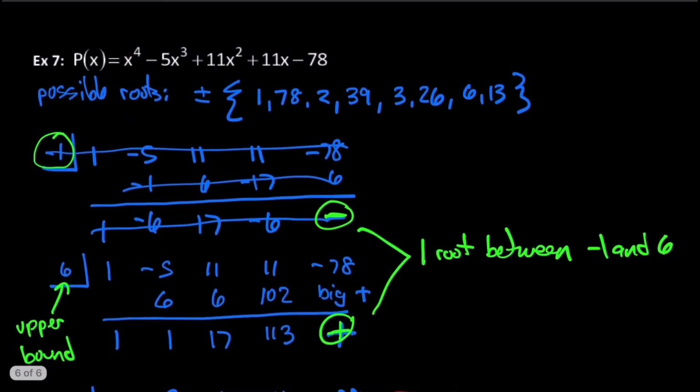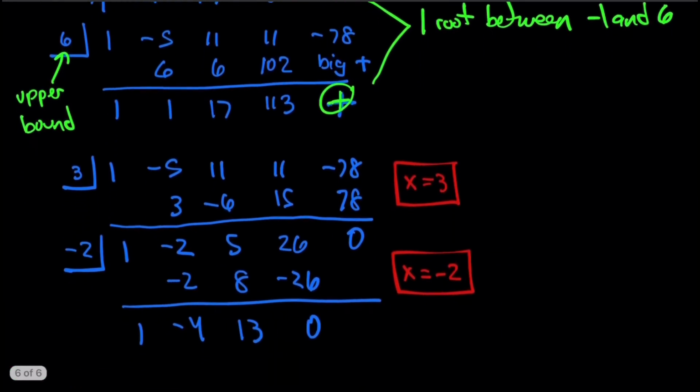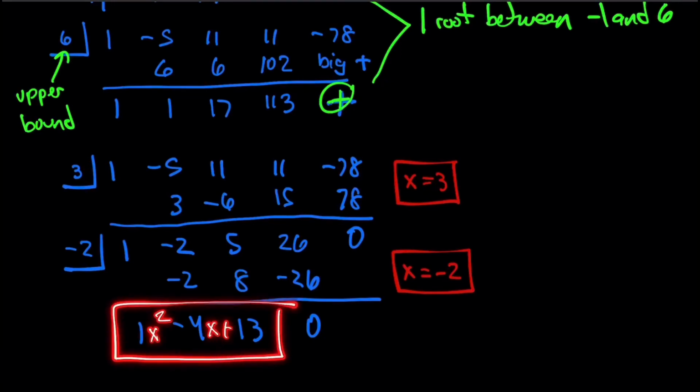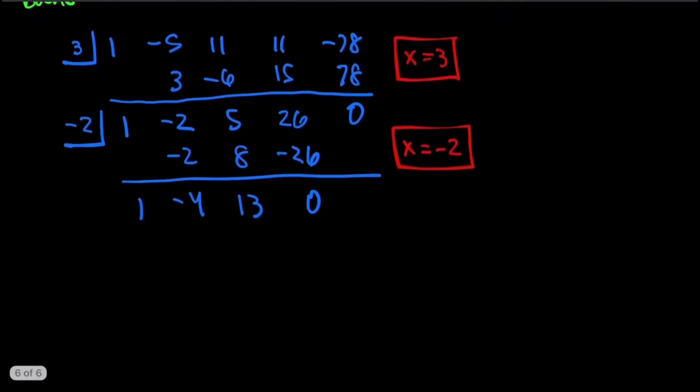Now, since I started with a 4th degree, let me scroll way up here. I started with a 4th degree. I depressed it once. Got a cubic. I depressed it a second time. Now I'm in a quadratic. This is x squared minus 4x plus 13. So now that's what I need to use to find the remaining roots. X squared minus 4x plus 13 equals 0.